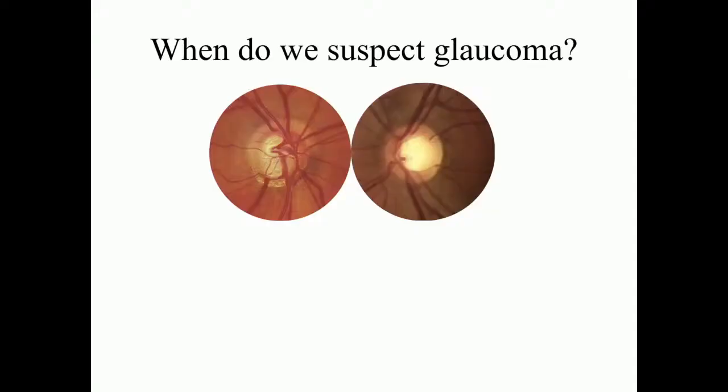So when do we suspect glaucoma? We suspect glaucoma when we see cupping of the optic nerve head. This is the hallmark of glaucoma. If you see vertical elongation of the cup to disc ratio, when there's a focal notch, when the cupping extends to the rim, when there's a splinter heme, when there is preservation of the neuroretinal rim with no pallor, nasalization of the vessels, these are all features of glaucoma that make you suspect that we're dealing with a glaucomatous optic neuropathy.